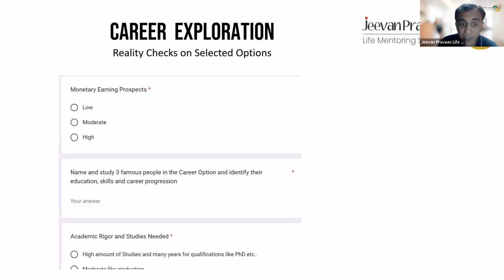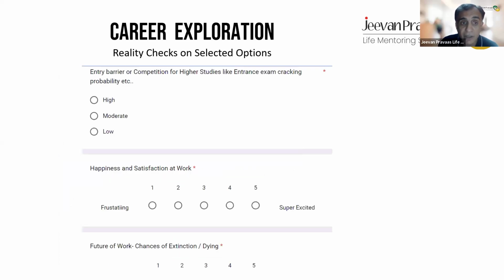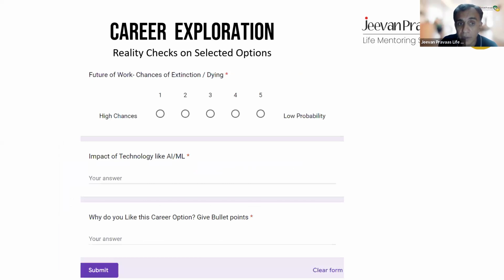So all this thing, what is the academic rigor and studies needed? Okay, is there an entry barrier or competition to enter into that field? What is the happiness, and most important question, how satisfied or happy will I be at work in this area? Give me a rating on 1 to 5. There are 4 options. You're doing it for all the 4. And what is the future of work, chances of extension or dying? Rated on a scale of 1 to 5. So you are very clear that you know whether this area is going to remain or not remain.